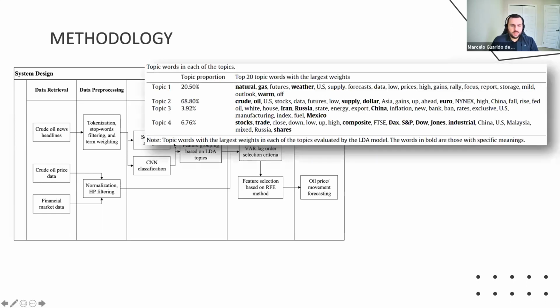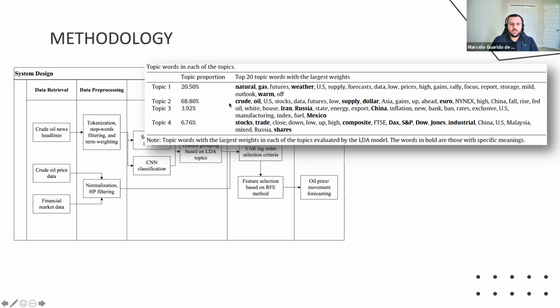The first one, when they applied the LDA for the topic analysis, they could find 4 different topics in the data set using the words from the news. And in the first topic, in bold here, they separated some very interesting words. In the first one is the natural gas, weather, warm. So they say that this first topic is related to natural gas production and selling, and also for weather information.